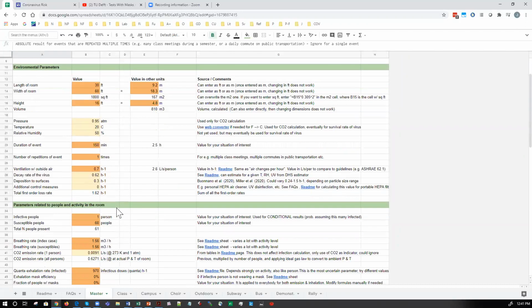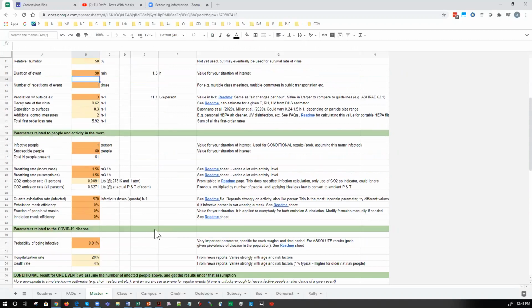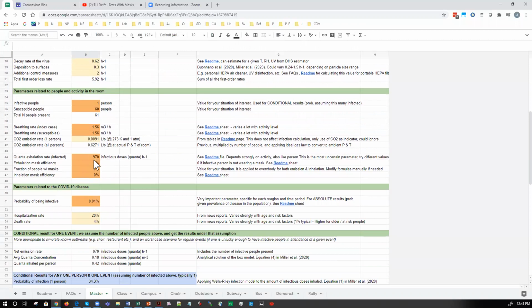But now let's do some control, right? We were saying we had an 83% chance of infection for an individual. Let's say we're going to increase the ventilation to 3 per hour, and we're going to get some HEPA filters that are going to give us an additional cleaning of 2 per hour. And we're going to shorten the duration, so we're going to do 90 minutes instead of 150. And we're going to use masks, so they're going to limit exhalation by 50%, and 100% of the people are going to wear the masks, with 30% inhalation efficiency, right? And the same probability of infection.